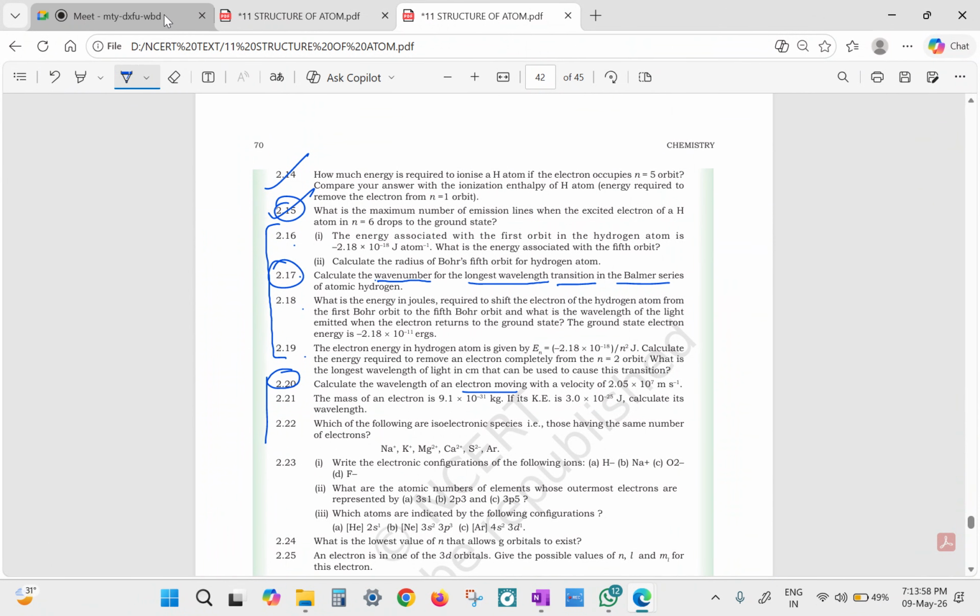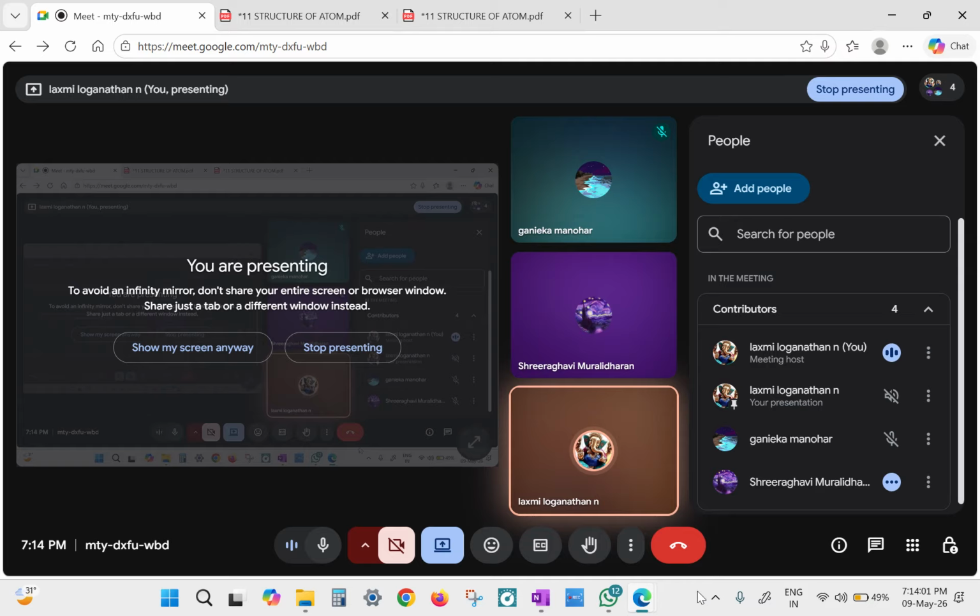Okay, so we will stop the class. Next class, we will start with the Heisenberg uncertainty principle. After that, there is a very small content left.